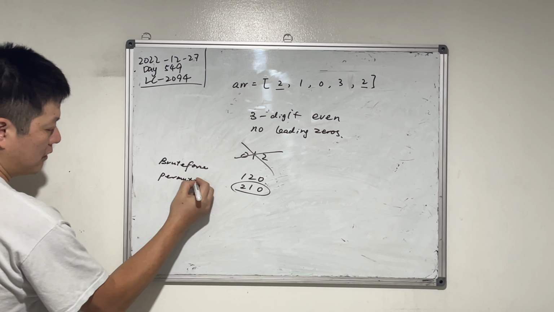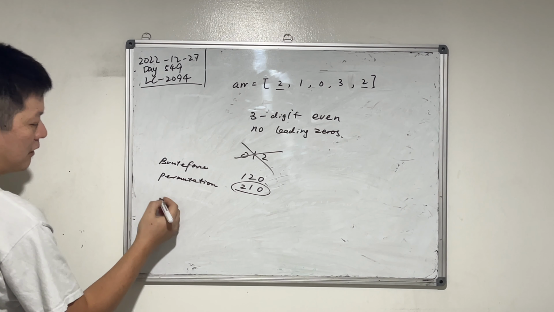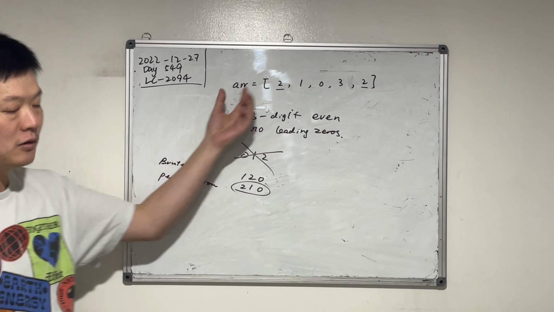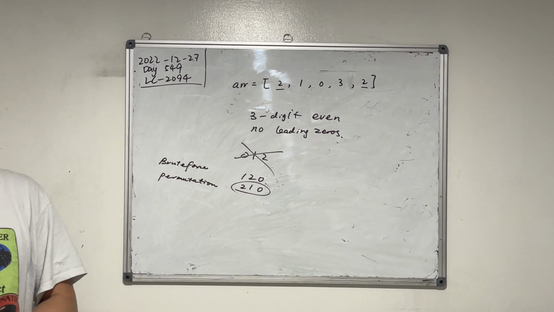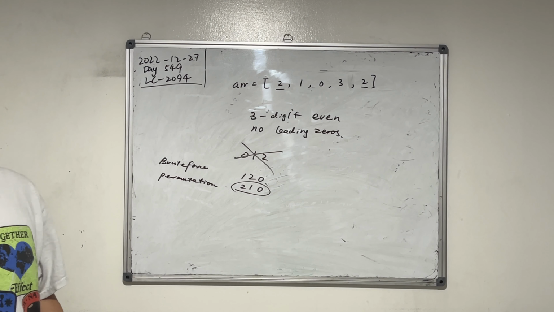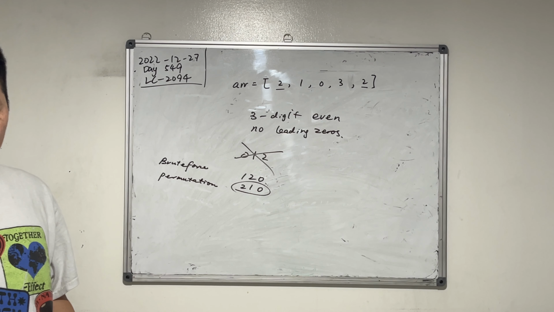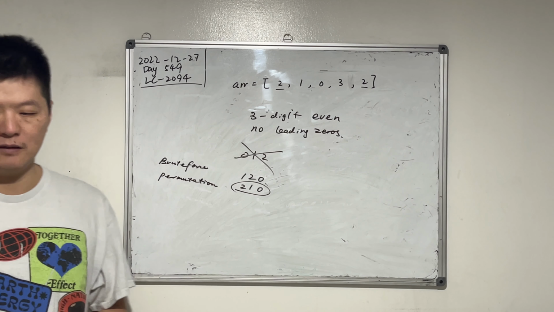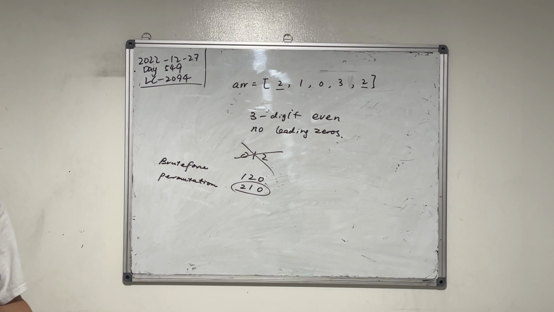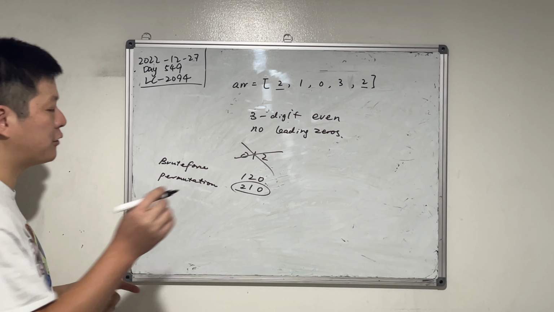Try to check every three-digit number. Yes, there are two ways. Start from 100 to 999, skip every odd number, and check if it can be an even number and if it can be made from the array. Excellent. So there are two ways of brute force.